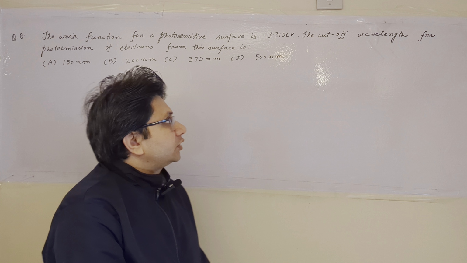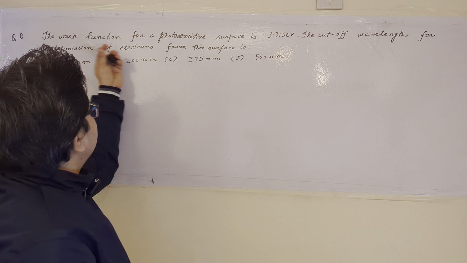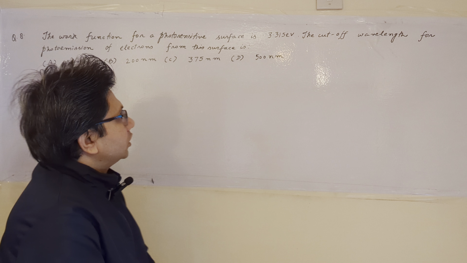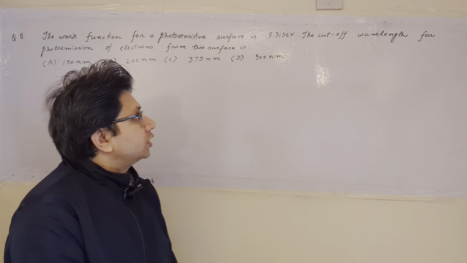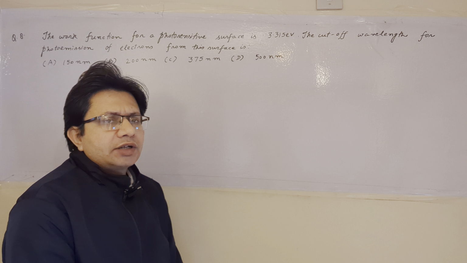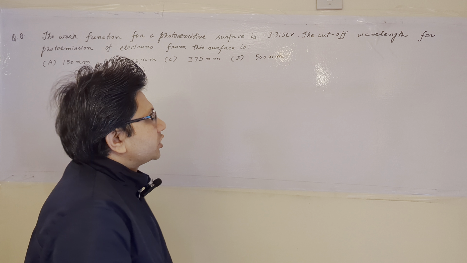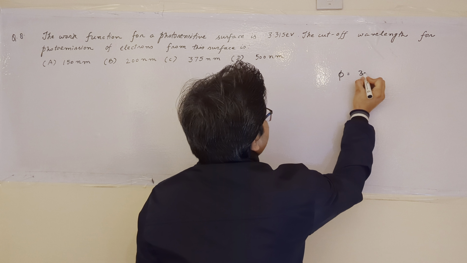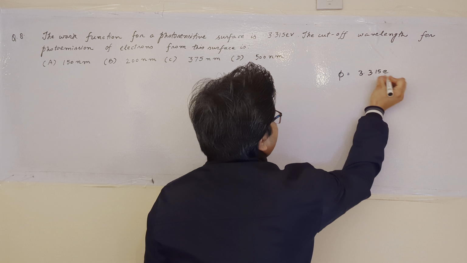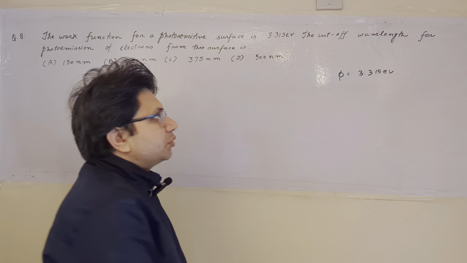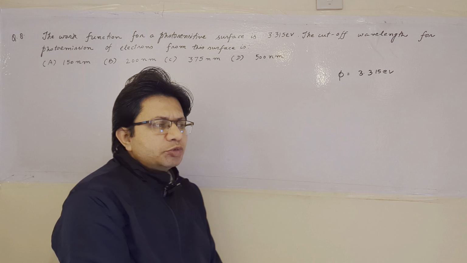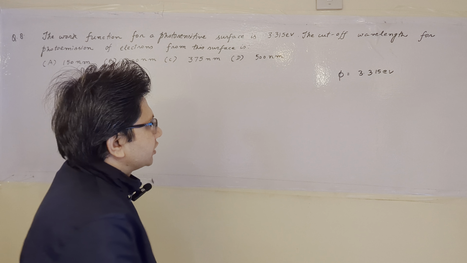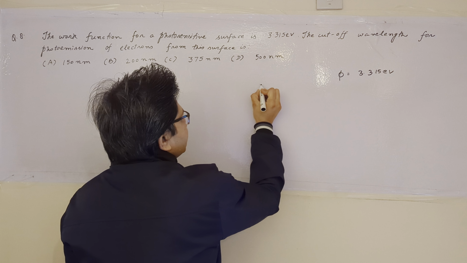In the photoelectric effect, there is a particular topic in which we study the work function. Work function is the minimum energy required to eject any electron from the metal surface. It is denoted by phi. Phi here is given in electron volts, 3.315 electron volts. So this is basically the minimum energy required to eject the electron from the surface. So we can treat this as energy.